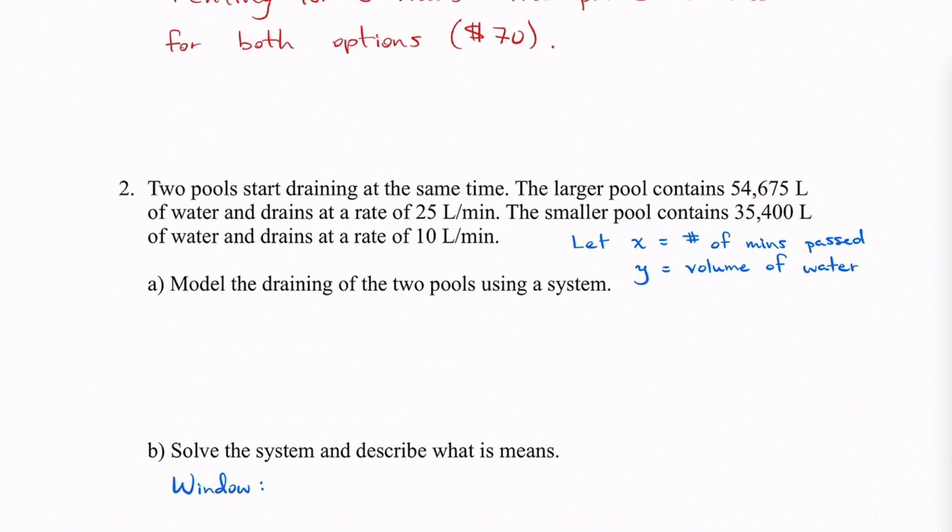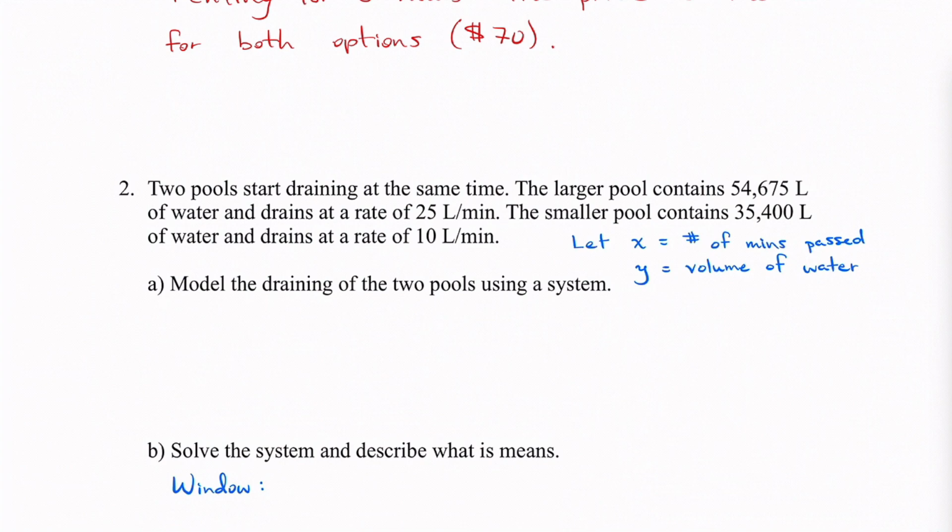So what I've done first is I've said let x equal the number of minutes passed, because that's going to be really important, the number of minutes. And then I said y is going to be my volume of water, because that's also going to be important because we were given volume right there. So in part A, we're first going to model the draining of the 2 pools using a system. So coming up with 2 equations.